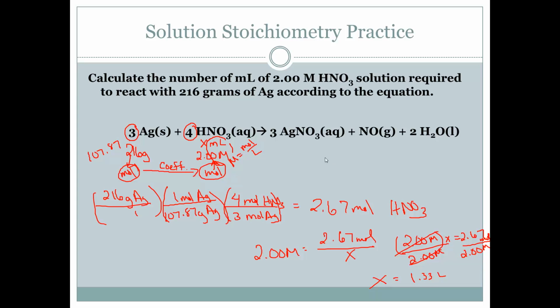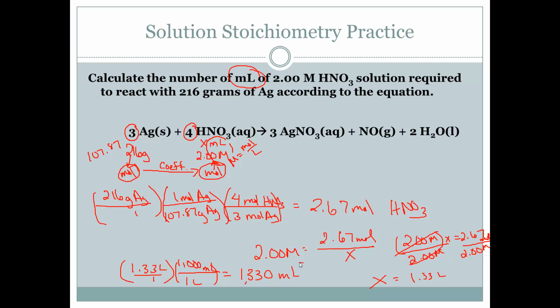It's asking about milliliters, so make sure you're answering the question that's asked. 1.33 liters over 1. In every 1 liter, there's 1,000 milliliters. So that comes out to be 1,330 milliliters.